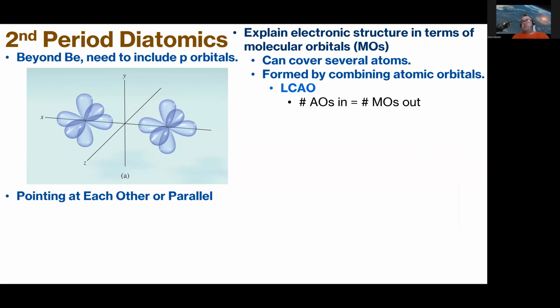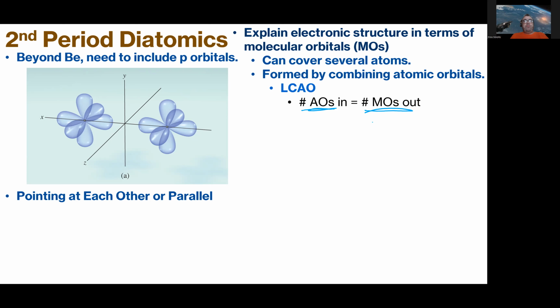There's two things we want to remember here. The number of atomic orbitals we put in should be equal to the number of molecular orbitals we get out. So if we overlap two things, we should get two things back out. What we saw last time was if we took an s orbital and an s orbital and overlapped them, we got an antibonding and a bonding orbital. And that's going to be true with these as well.